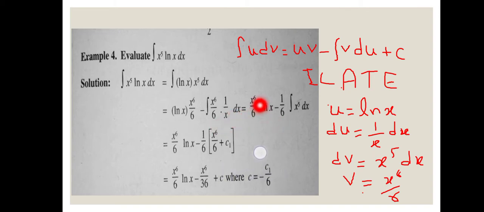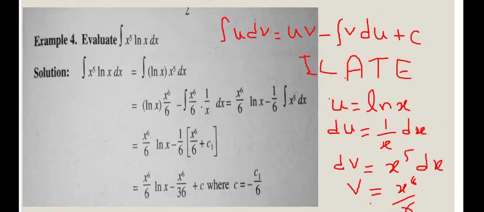We have x raised to the power 6 ln of x divided by 6, minus 1 by 6. We have taken this 1 by 6 out of the integration sign because it is constant, and apply the integration on x raised to the power 5 dx. Now integration of x raised to the power 5 dx can simply be evaluated as x raised to the power 5 plus 1 divided by 5 plus 1, plus c1. c1 is the constant of integration.